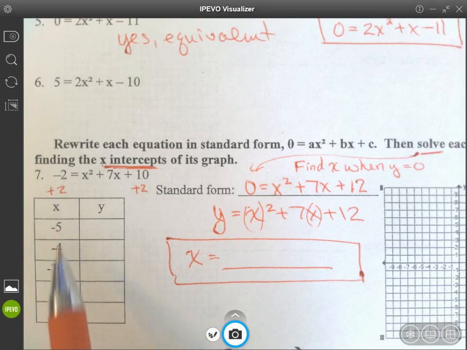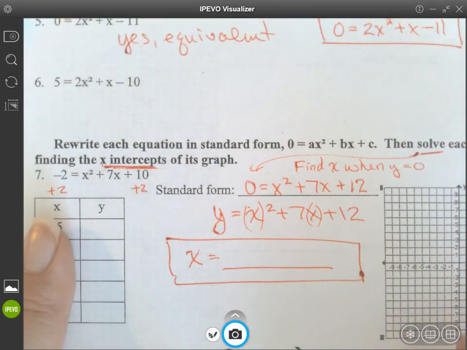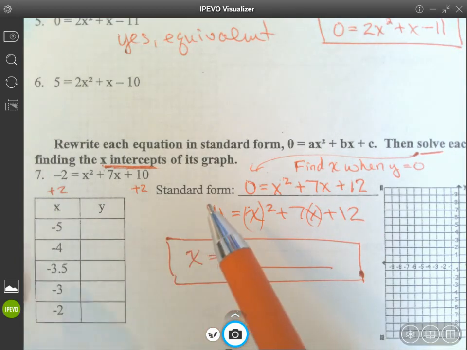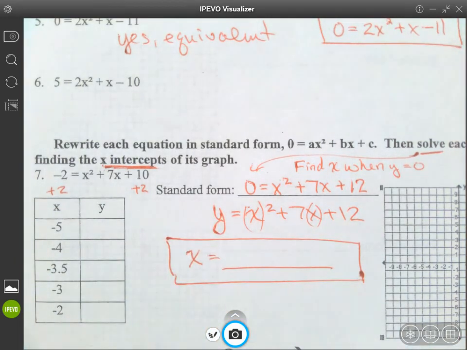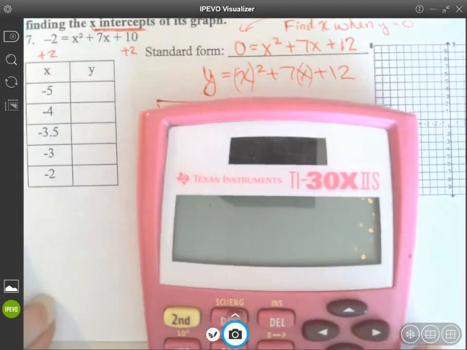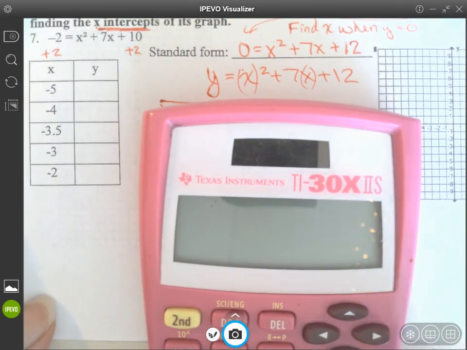Okay. Now, in order to put this in the calculator, I've given you the x values. If I didn't give you these x values, you would use that x equals -b over 2a, and you would find the vertex, and then you would build the numbers, but they're given to you. All right, you have your calculators with you?